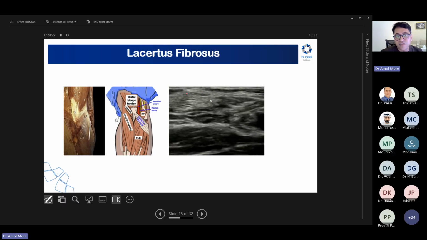On ultrasound, this is your distal biceps tendon. And if you see the fibrous structure which is going along the deep fascia of the proximal part of the forearm, that is nothing but your lacertus fibrosus.